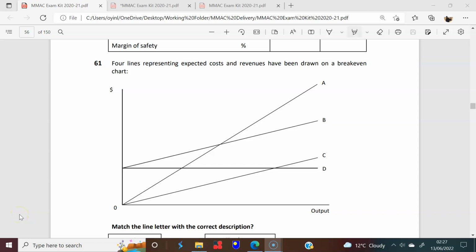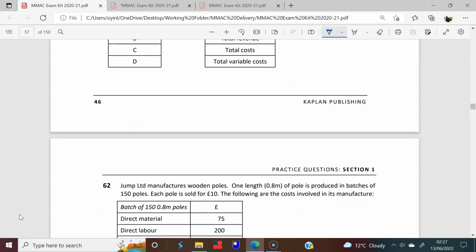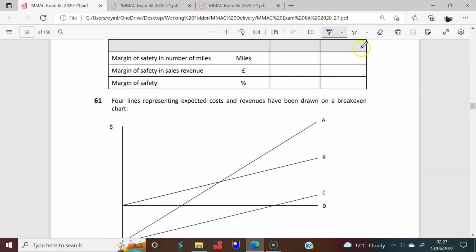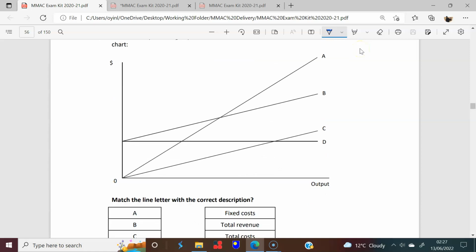Okay, question 61. What do we have in front of us? We have a scenario where we have 4 lines, and hopefully you can just pick these up straight away as we're looking at this. So we have here these 4 lines, and what we're looking at is you can pick straight away the D, of course, are your fixed costs, because they don't change obviously with the output.